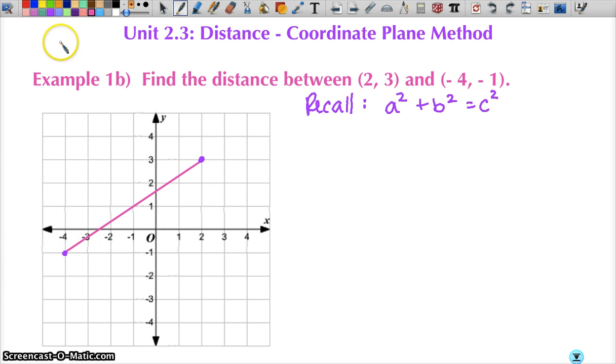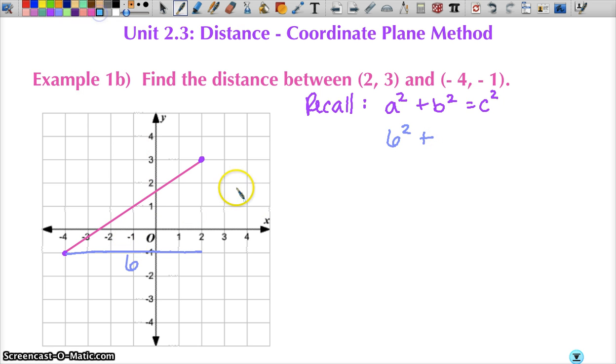So here's what you're going to do. You're going to look at this distance on the bottom. How far am I going over to get from -4 up to a +2? So how long is this segment right here? Well, it's going to take us 4, 5, 6 total. So that's going to be our 6 squared.